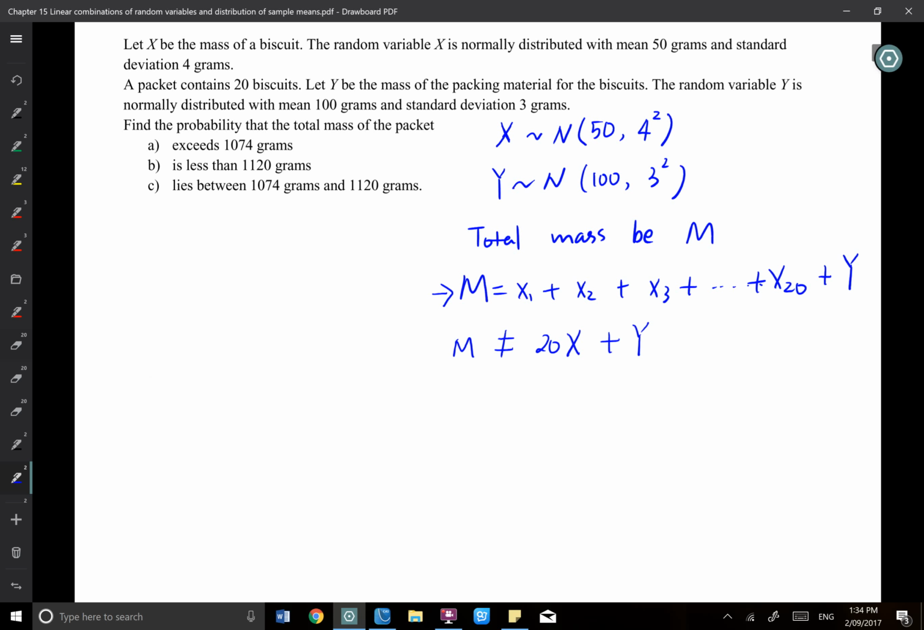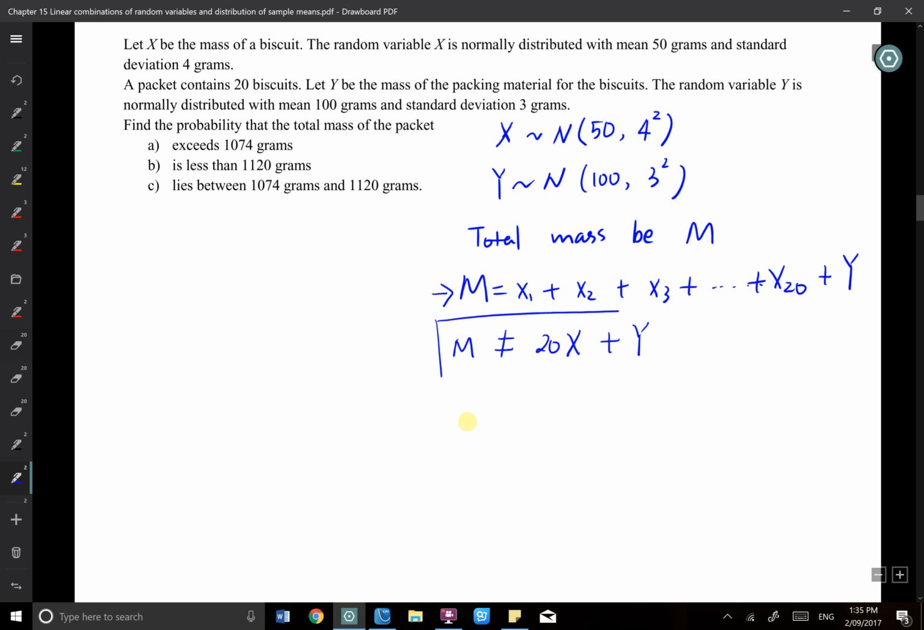But 20x plus y means you weigh one biscuit for the first one, and you use that result for all the other 20 biscuits. Does that make sense? That's 20 times the first one. This basically means 20x of one weight. It's not true. Each individual biscuit will have different values. So let's see the difference.